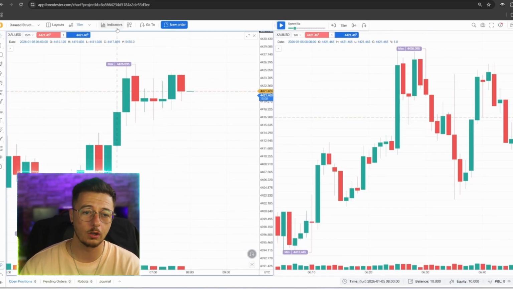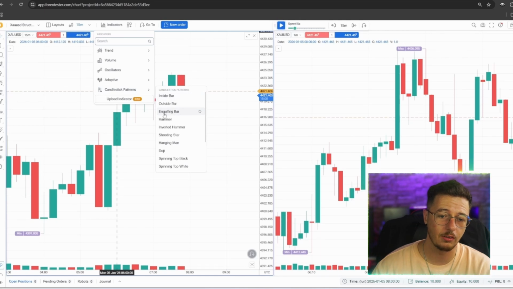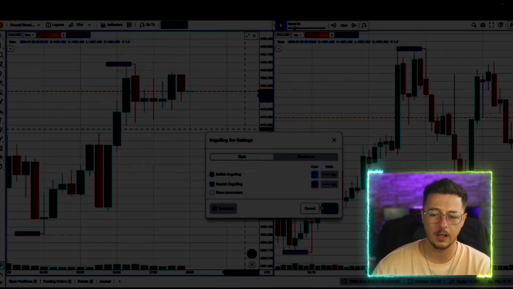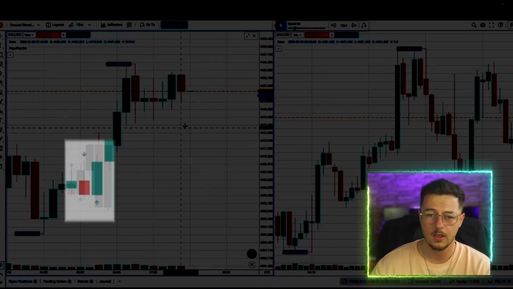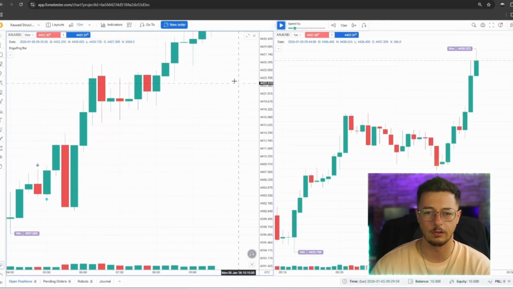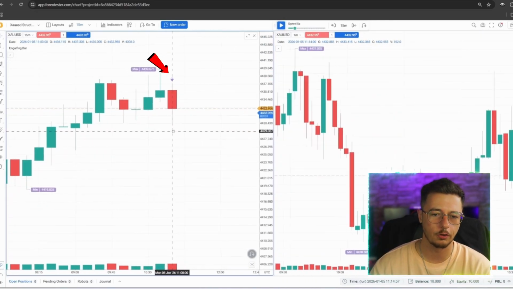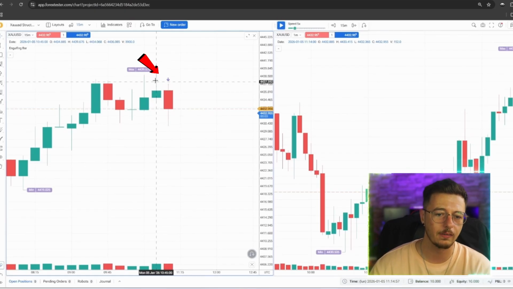So basically what we're going to do is come to indicators. If anybody has problems finding these engulfing candles, there's one here called engulfing bar. If we activate this, it will show us on the chart when we find an engulfing candle. Okay, so let's go forward a bit in the chart to see if we find an engulfing candle. There we go. There we've got our first engulfing candle. You can see that basically the red candle completely covers the green candle.